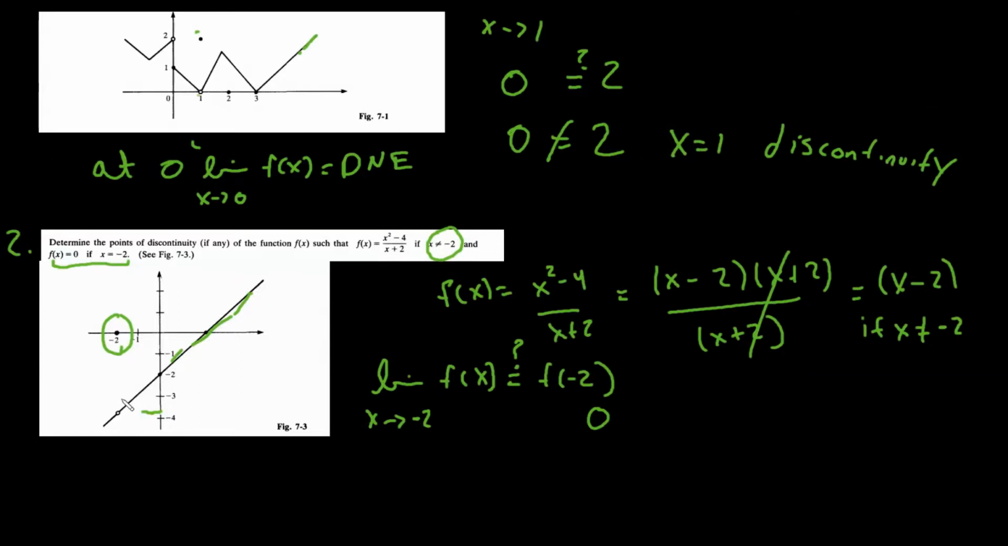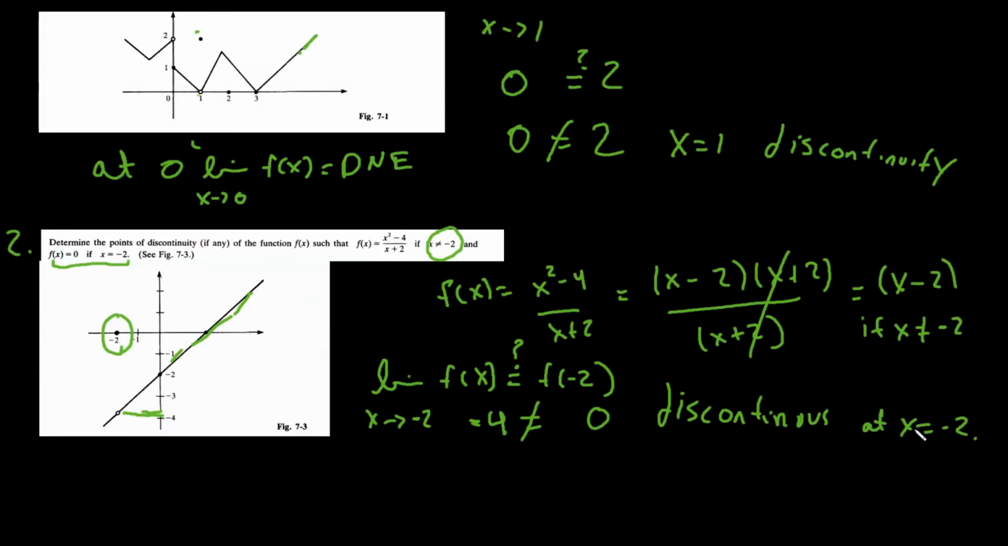So once we get to x equals negative 2, we're here. So it is trying to approach this value here. We'll just say it's negative 4. It's close to that. So it is trying to approach negative 4. As we approach x equals negative 2, it's trying to get to negative 4. So negative 4 does not equal 0. So it is discontinuous at x equals negative 2.